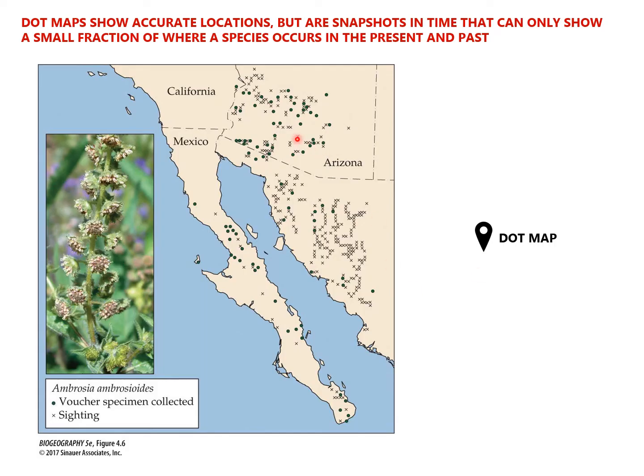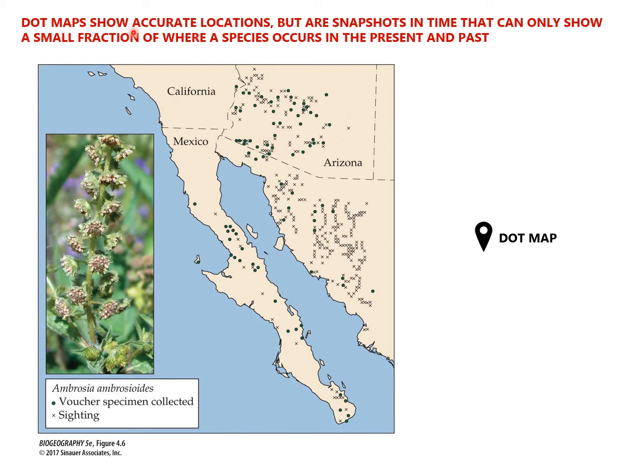So dot maps are exactly what you would think they are. They're dots on the map, and they're showing you known locations of where a species has been found. Sometimes it's a documented sighting. Sometimes it's a specimen that's been collected for a museum or an herbarium or a natural history museum, something like that. Sometimes it's a sighting by a researcher or some other local group or something like that. But they're showing you a verified location.